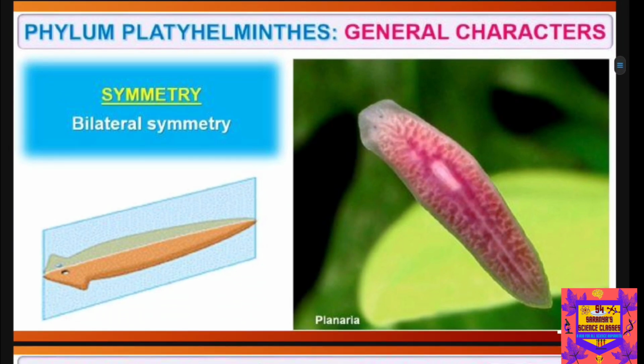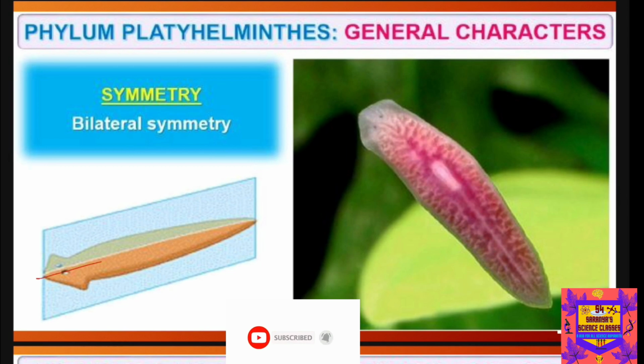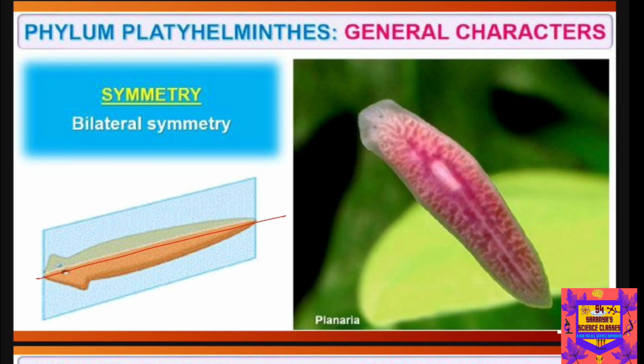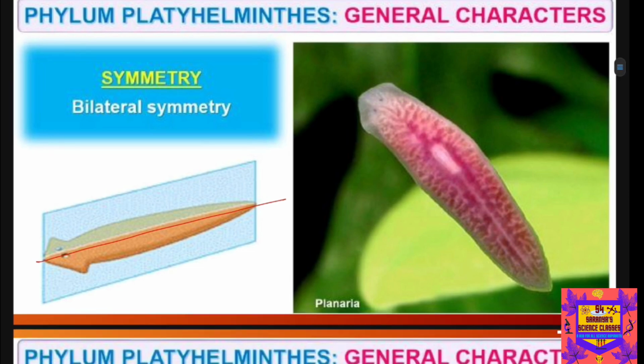If you are going for the symmetry, these organisms show bilateral symmetry. Porifera are asymmetrical. Cnidaria are radially symmetrical. Even Ctenophora are radially symmetrical. From Platyhelminthes till Chordata, they mostly show bilateral symmetry, and there are some exceptions, like Echinodermata, that we will discuss in the phylum Echinodermata. Anyway, Platyhelminthes show bilateral symmetry here, right?